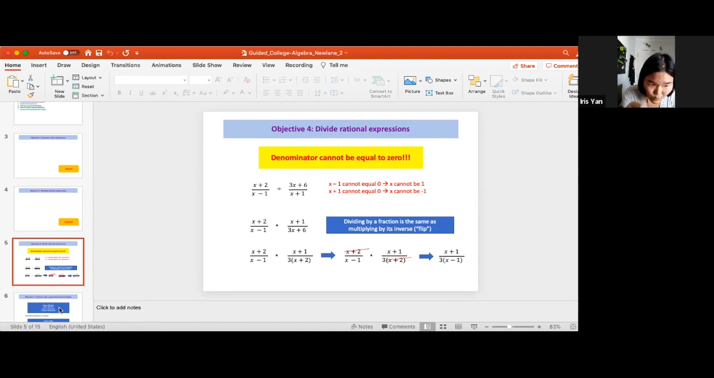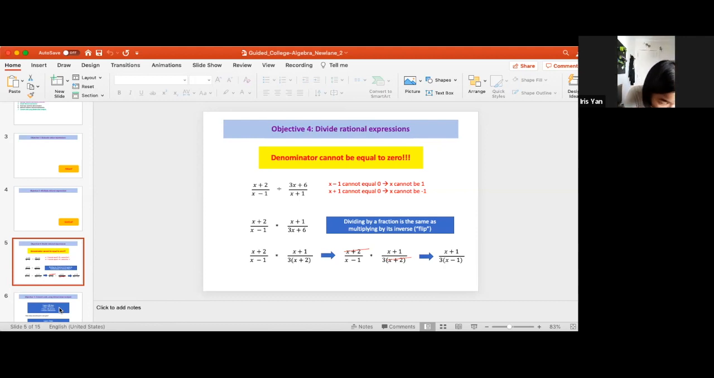And on the second one, we have 3x plus 6 divided by x plus 1. So again, x plus 1 can never be 0. So x cannot be minus 1 either. So there are two values that x cannot be. x cannot be minus 1, and it cannot be 1. So when they mention domain, which is something I forgot to type, domain is all the numbers you want except 1 and negative 1.